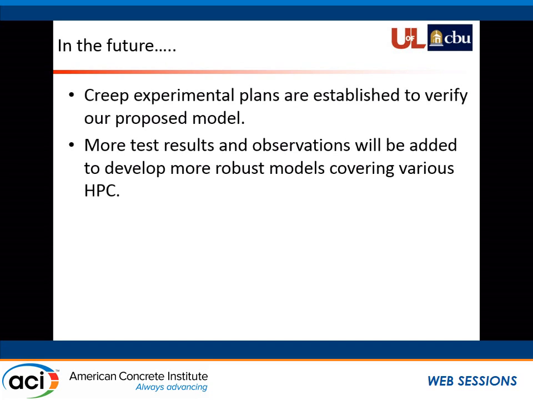In the future, creep experimental plans are established, so we're planning to collect more data. At California Baptist University, I worked with two student workers during the summer. We created a testing frame. We are going to cast concrete specimens, put them into the frame, and measure the creep deformation over time. So that's one plan for the future. More test results and observations will be added to develop and update the parameters to have more robust models covering various types of high performance concrete.